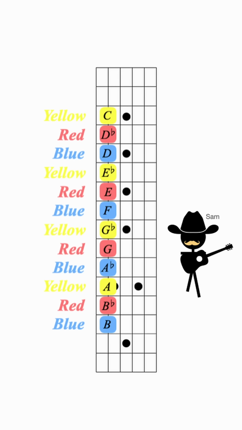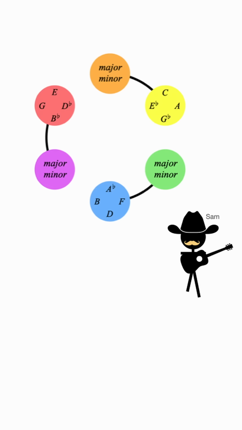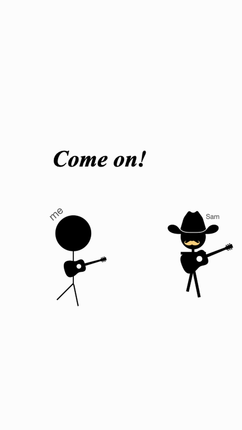I said, yes, amazing. Now what colour is the chord? Sam quickly identified the colours of the notes as blue, yellow, and yellow, then looked at the colour wheel, mixing blue and yellow to get green, and he said, A-flat major is a green chord. I said, come on, Sam, smashed it.